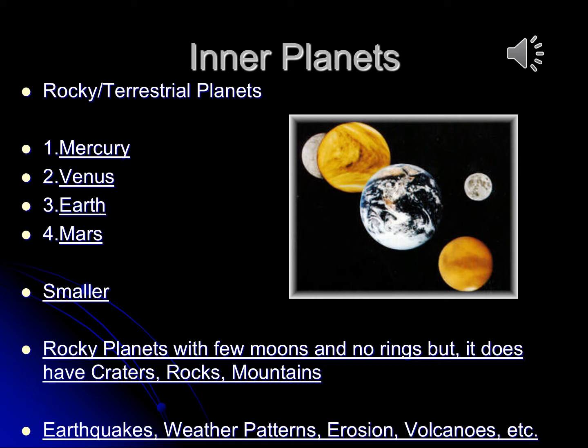These planets are a lot smaller than the outer planets. They are rocky. They have few moons. They have absolutely no rings. But they do have craters, rocks, mountains, and they go through different predictable patterns. So earthquakes, weather patterns, erosion, volcanoes, and so on.